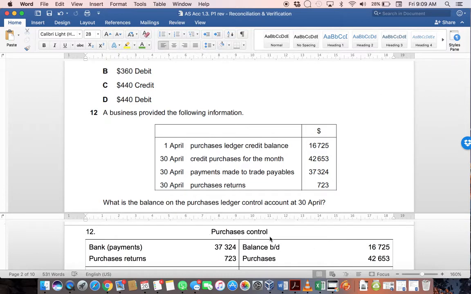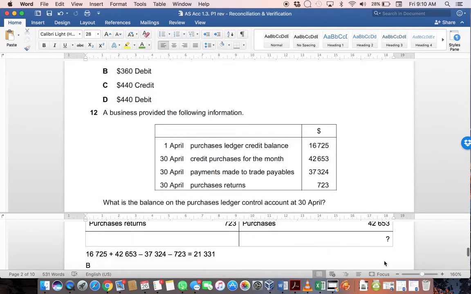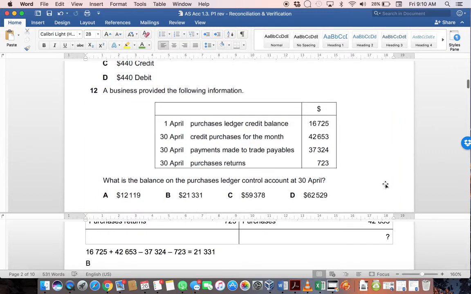Purchases control is a summary of all your suppliers or liabilities, and therefore it would have a credit balance. Your purchases would then also be credited, and you would need to debit your payments and your returns, because bank would be being credited because you're paying the amount and you owe your liability less, so that's why you're debiting it. For the returns, again, you are reducing the amount that you owe them. You can then very simply work out what that end balance should be, and you should get 21331.